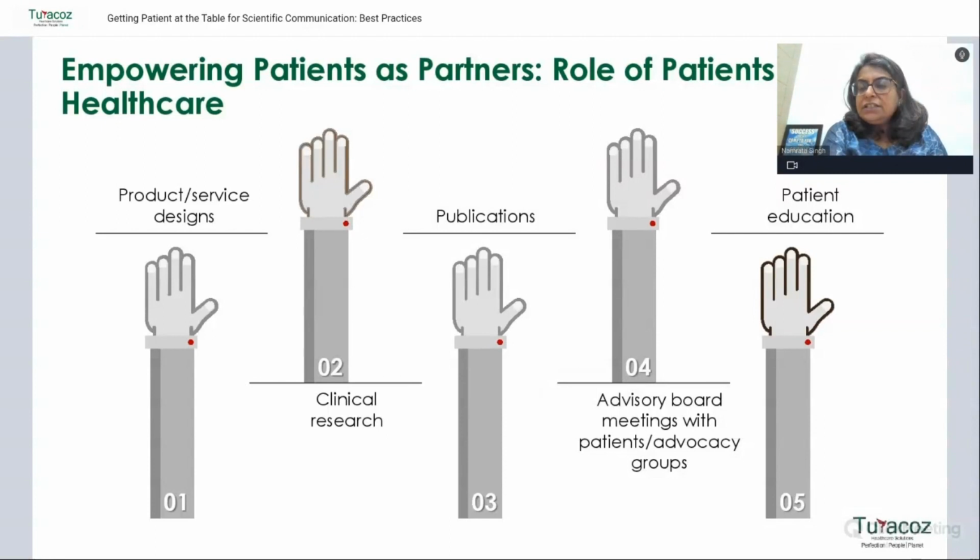Second is obviously clinical research. We talk about poor enrollment, patients not showing up, missing follow-ups, they don't come back after some time, they discontinue the treatment in between. All this happens because probably they are not aligned with the whole goal of the clinical research and what we are trying to do.